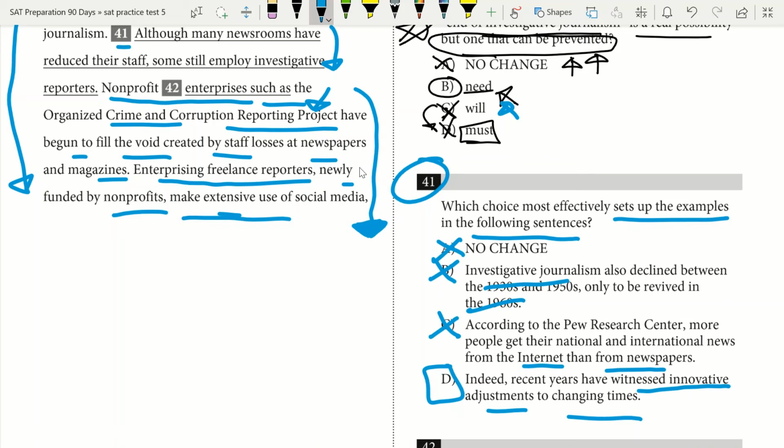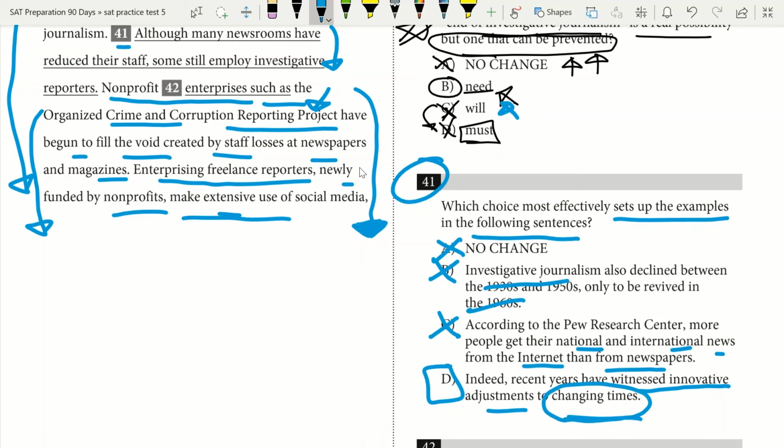Now, does it address it more than A and B? Yes, but at the same time, saying that according to the Pew Research Center, more people get their national and international news from the internet than from newspapers is also not addressing the key part here, which is investigative journalism. We want to focus on investigative journalism, and that doesn't say that. That's talking about the news in general. So that would be moving away from the main idea of this passage, right? We want to introduce these examples of innovative adjustments in investigative journalism to these changing times of changing technology. So our correct answer there would be D.